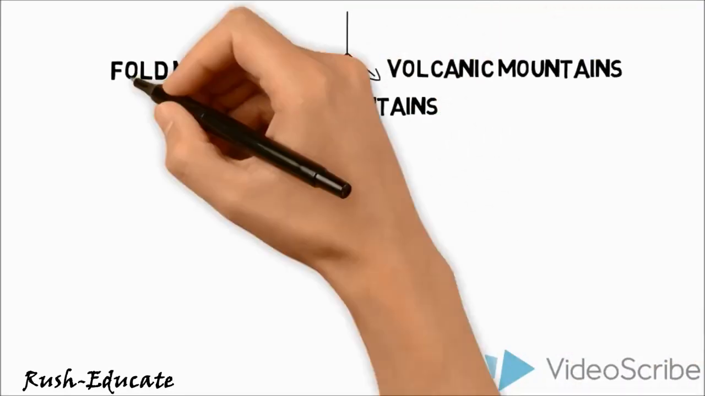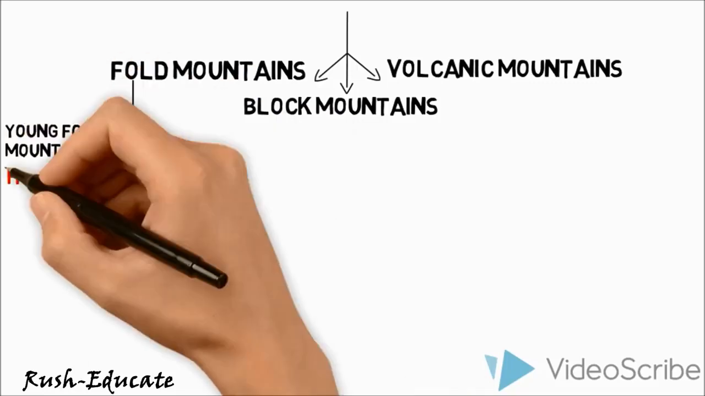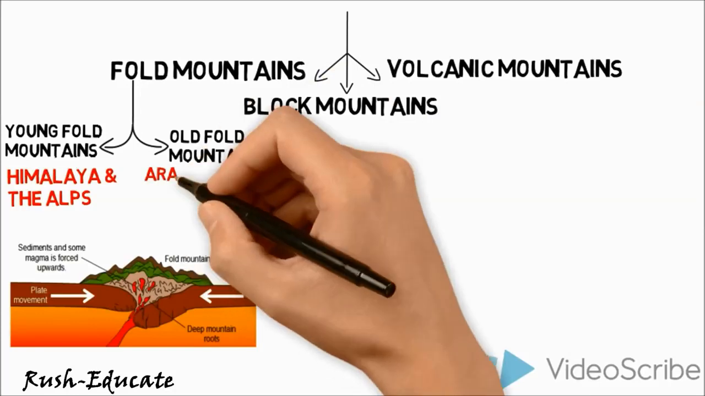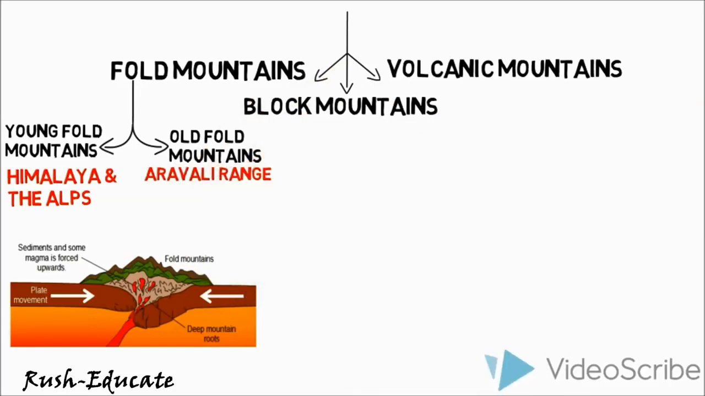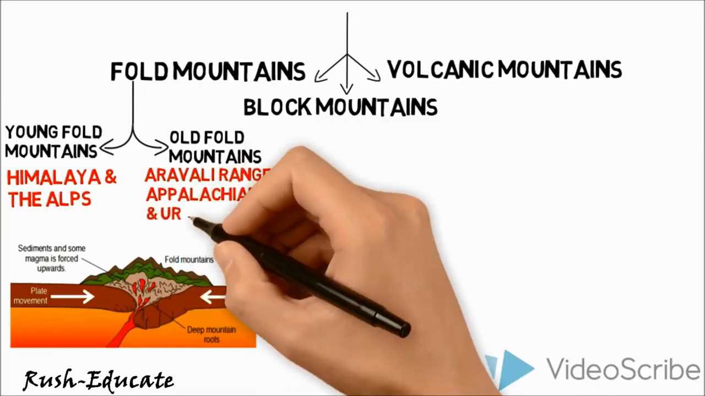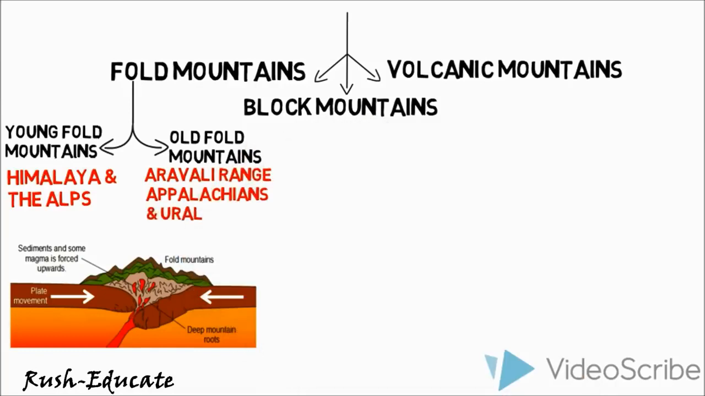The Himalayas and the Alps are young fold mountains with rugged relief and high conical peaks. The Aravalli Range in India is one of the oldest fold mountain systems in the world. The range has considerably worn down due to the processes of erosion. The Appalachians in North America and the Ural Mountains in Russia have rounded features and low elevation. They are very old fold mountains.